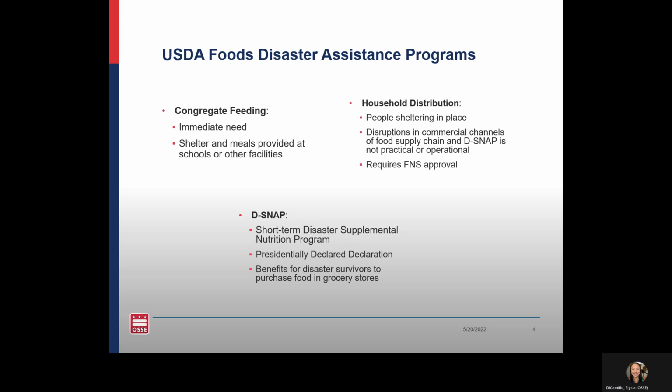It is important to note that a household cannot receive both DSNAP and disaster household foods at the same time. Steps must be put in place to prevent households from participating in both programs by collecting and maintaining household information as part of the application process.